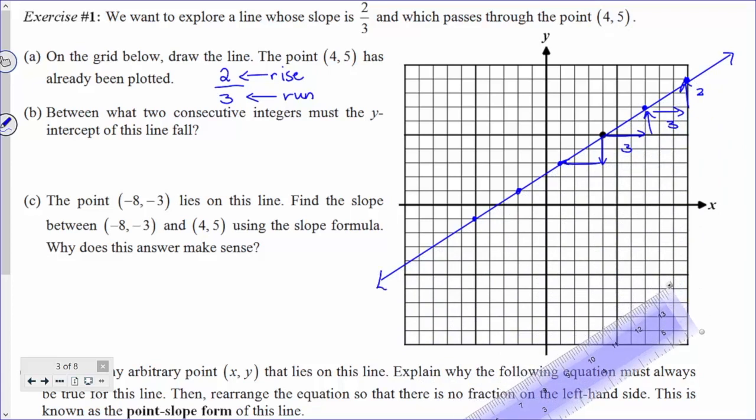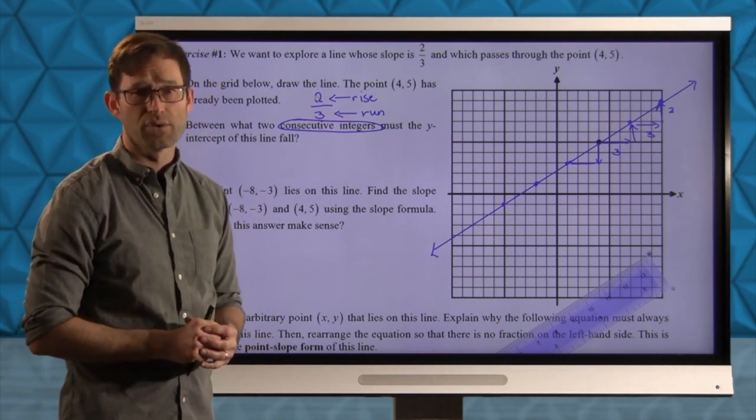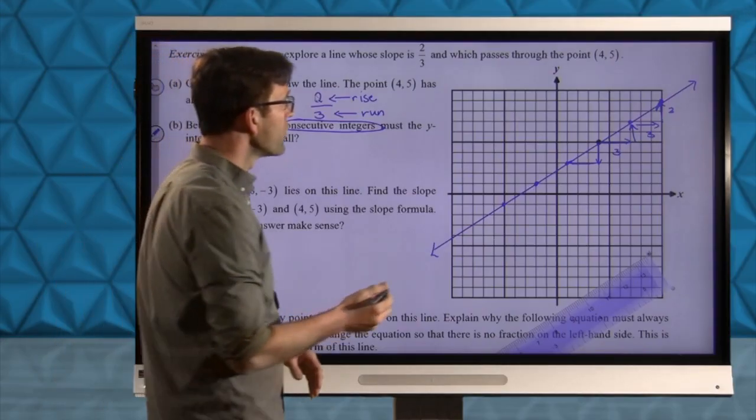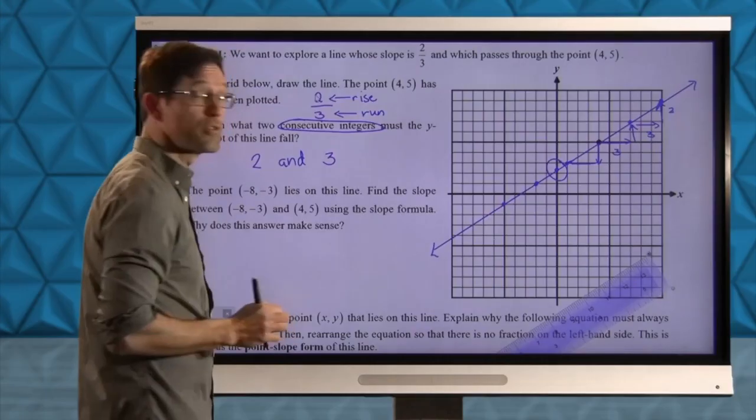All right, great. Wonderful. Let's take a look at letter B. Between what two consecutive integers, consecutive meaning things like 4, 5, 9, 10, 13, 14, must the y-intercept of this line fall? This should be easy enough. Well, the y-intercept is right here, and it's not a particularly nice number. Whatever it is, it's not a whole number, right? But it does fall between 2 and 3. But it is neither 2 nor 3.